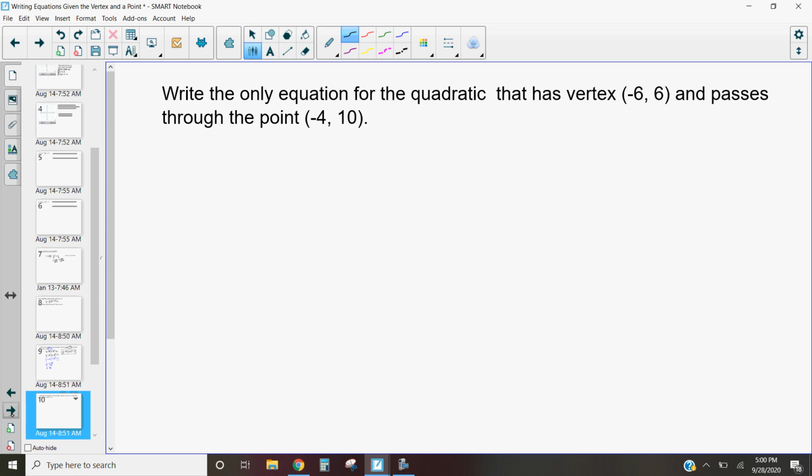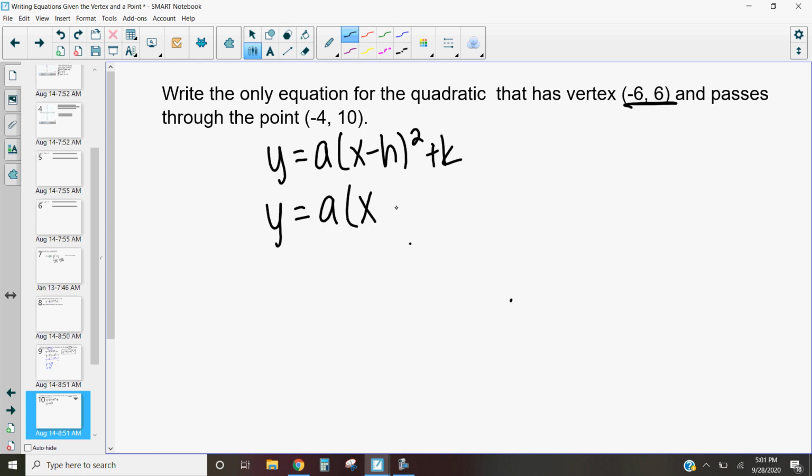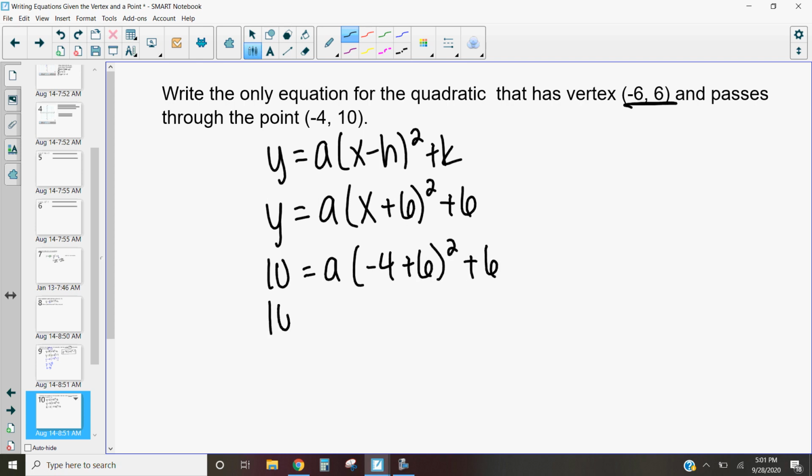So let's take a look at this next one all together. We're going to do that same sort of thing again. So remember, we've got our vertex form here, (x minus h) squared plus k. I'm going to use my vertex and substitute it in. So y equals a times (x plus 6) squared plus 6. And then I'm going to substitute my point in there. So I've got 10 equals a times (negative 4 plus 6) squared plus 6. 10 equals a times 2 squared plus 6.